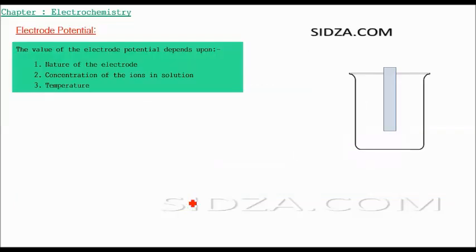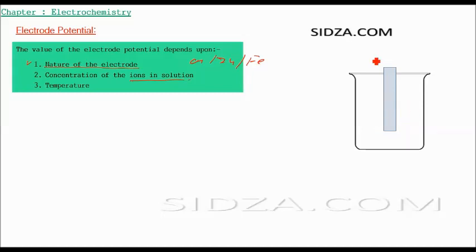Now, the factors which can affect the electrode potential. There are three main important factors. Number one is the nature of the electrode. Copper metal is different from zinc and iron, because their nature is different. The second factor is the concentration of the ions in the solution. When you dip any metal in a solution containing its own ions, you get an electrode, and its electrode potential also depends on the concentration.